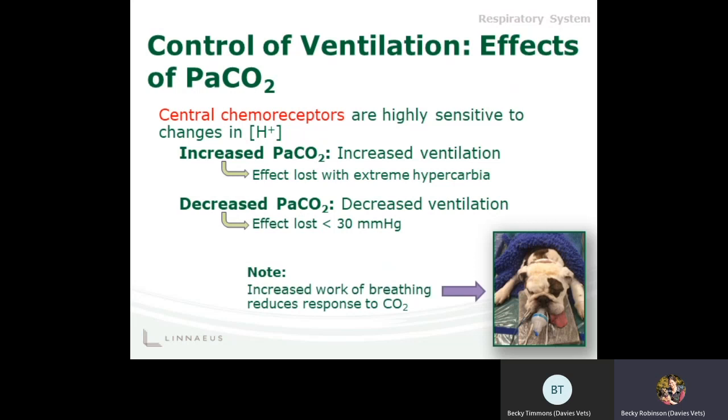Of particular importance for the anaesthetist is that an increased work of breathing reduces the response to carbon dioxide. This is particularly relevant for brachycephalic patients who usually have an increased work of breathing due to their anatomical features. This means that the level of PaCO2, which acts as a trigger point for these patients to breathe, will be higher. Therefore, with these patients, we will commonly see hypoventilation under anaesthesia because their trigger point to breathe is higher anyway. And we will find that these brachycephalic patients often have a higher PaCO2 compared to what is usually considered normal.